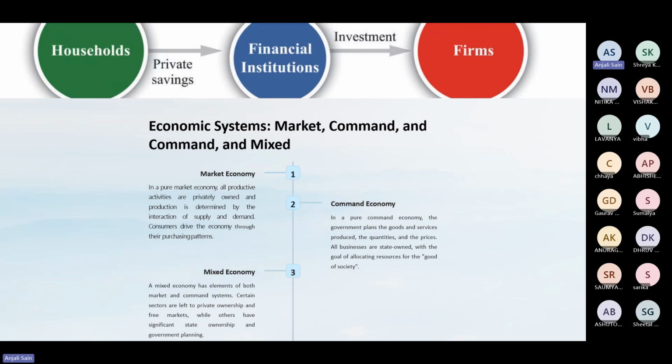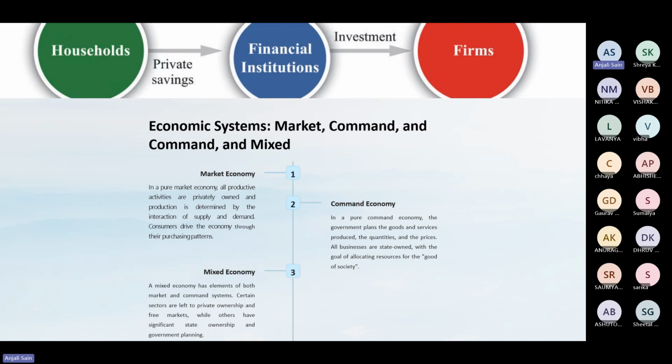Then comes a mixed economy. What is a mixed economy? It's a mix of both market and command economy. A mixed economy has an element of both market and command systems. Certain sectors are left to private ownership and a free market, while others have significant state ownership and government planning, like we have in India.